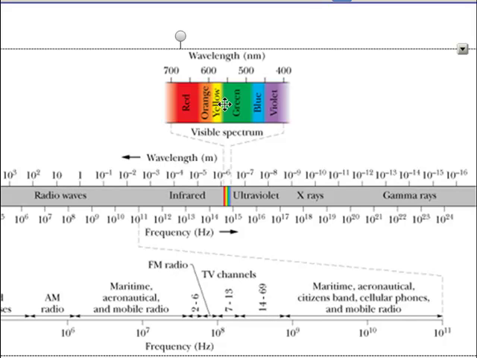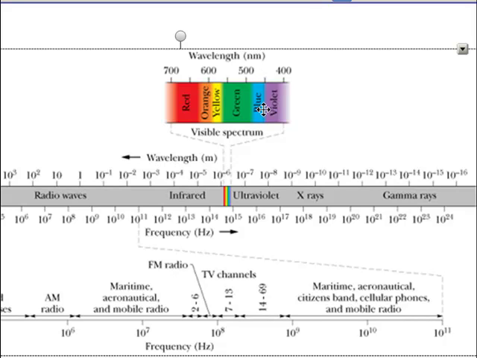Now let's talk about the electromagnetic spectrum. The electromagnetic spectrum that you're used to is the visible part of the spectrum, starting with red at the longest wavelengths going to violet at the shortest wavelengths. We've got red, orange, yellow, green, blue, and violet.